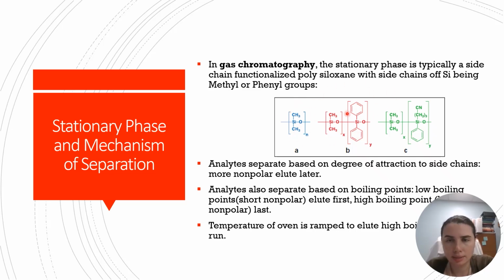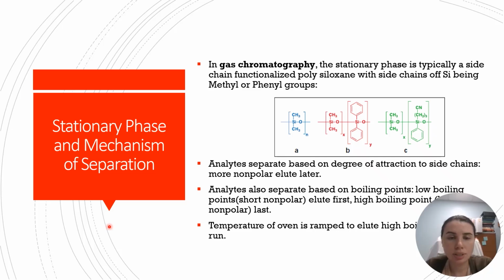The side chains tend to be methyl or phenyl groups. And so the analytes separate based on the degree of attraction to these side chains. So the more nonpolar compounds will be interacting more closely and eluting later. The analytes also separate based on boiling points, since we are talking about gas chromatography. So low boiling points will elute first, and then high boiling points will elute last.